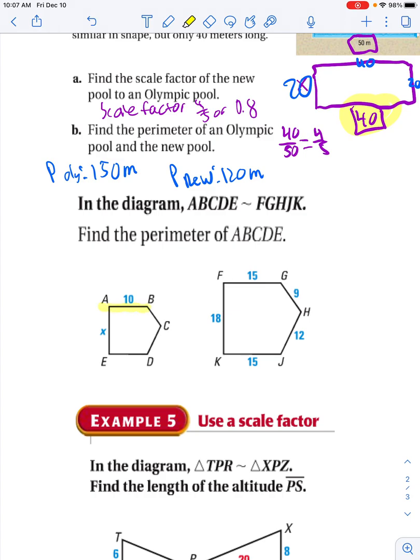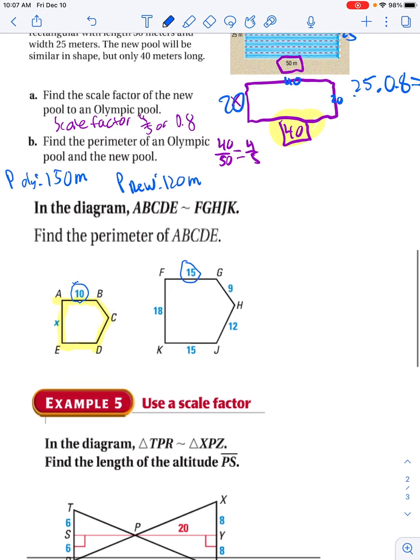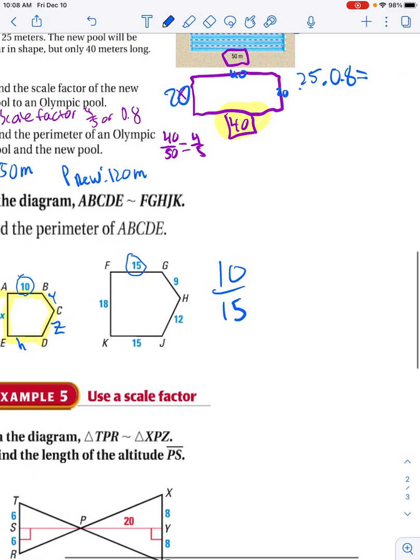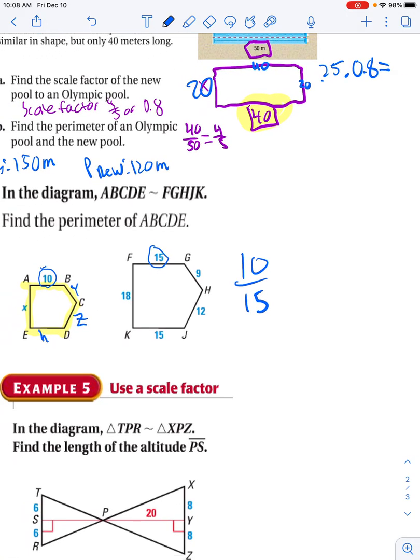Find the perimeter of ABCDE. Okay. I don't have all of the numbers yet, but I've got two numbers that I can work with. I know that AB corresponds with FG, and that's all I needed to set up. So I'm going to say, all right, I've got 10 over 15 equals, let's see here. Let's call this Y, Z. We already have an X. Let's call this H. So 10 over 15, I'm going to come back to this formula and use it for everything. 10 over 15 equals Y over 9.